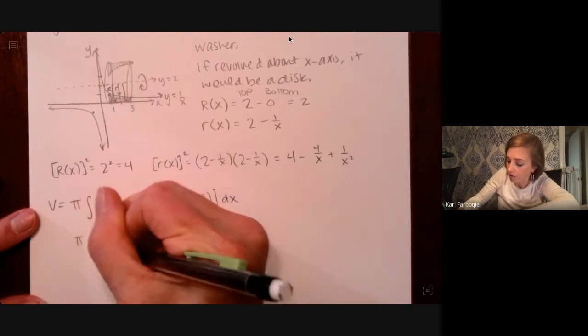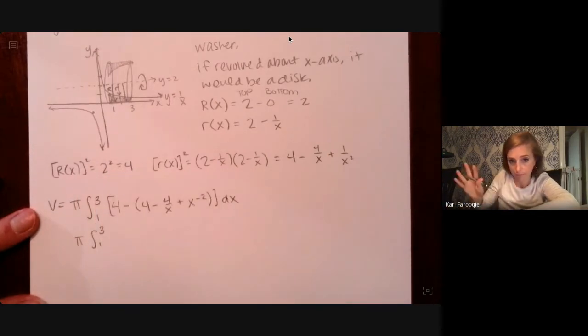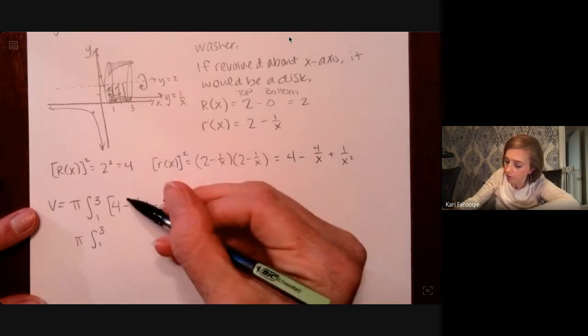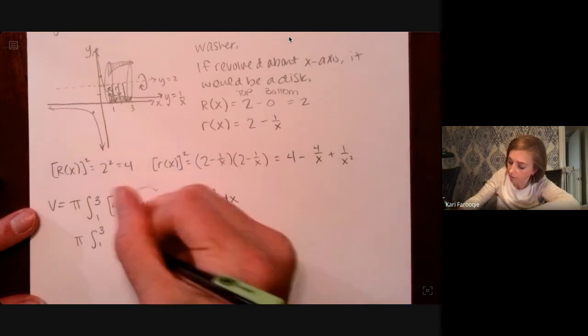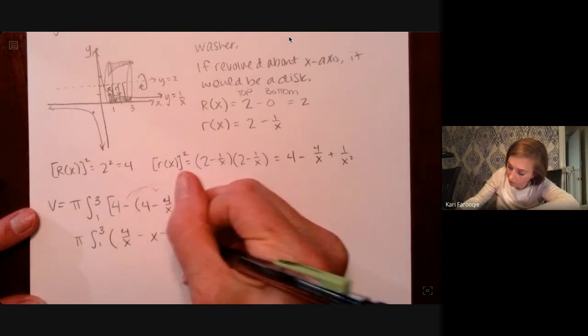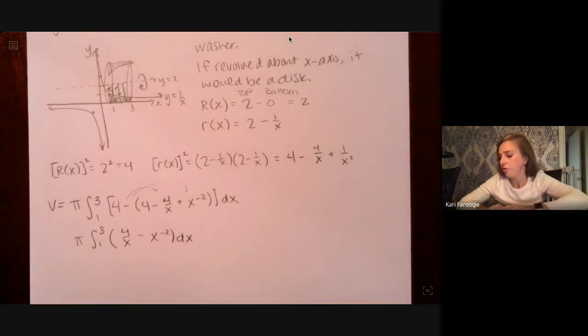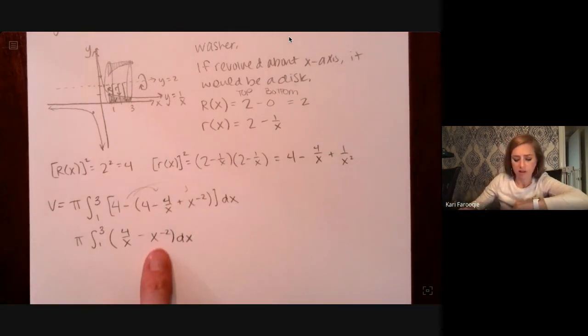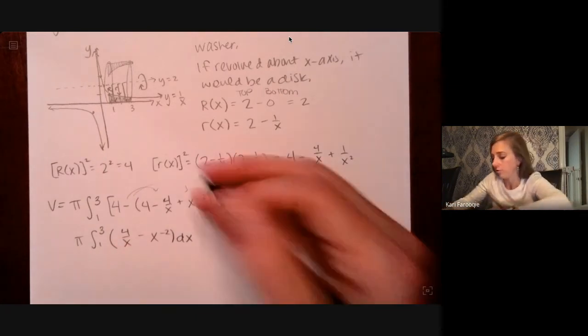So this is pi times the integral from 1 to 3, 4 minus 4. Your constants are gone. But you're still going to distribute this negative sign in. So you'll have positive 4 over x minus x to the negative second dx. If you're wondering why she wrote this as x to the negative second, but didn't write this as x to the negative first, well, remember that I can't use the power rule when I just have x in the denominator. This is in the form of a natural logarithm. So I'm just going to have to keep it like this and integrate it the way that it is.